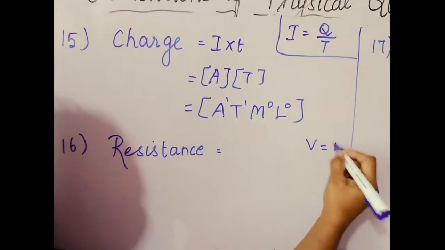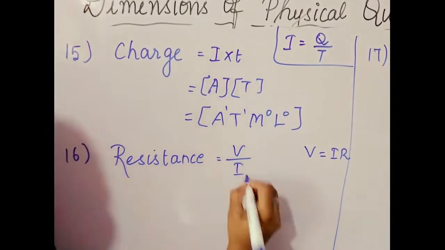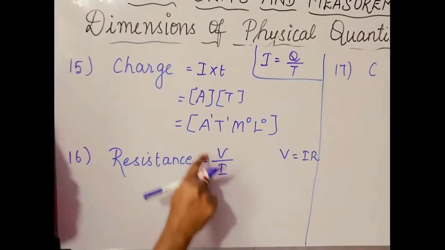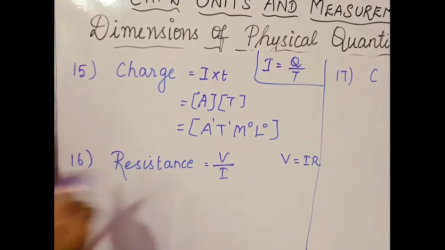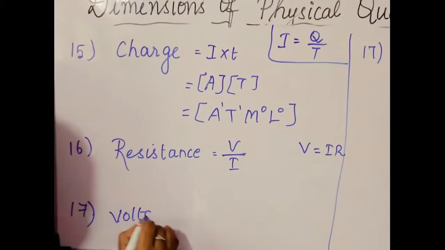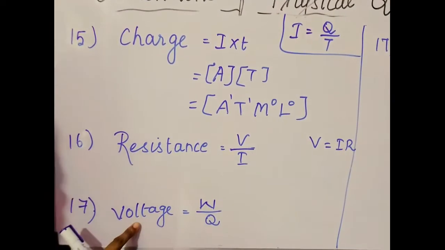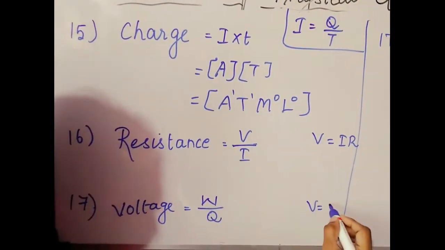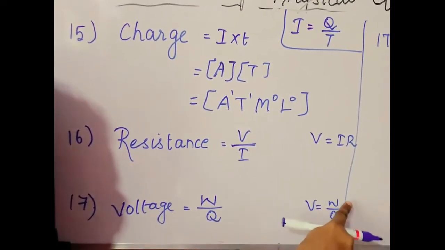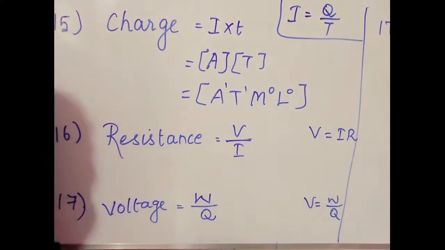V is equal to IR, so resistance is voltage divided by current. Before that we will find out the formula for voltage so that it will be easy to find resistance. Voltage is the potential difference, and we have studied V is equal to W by Q: work done in bringing the charge from one place to another place. We have studied this in 10th standard.